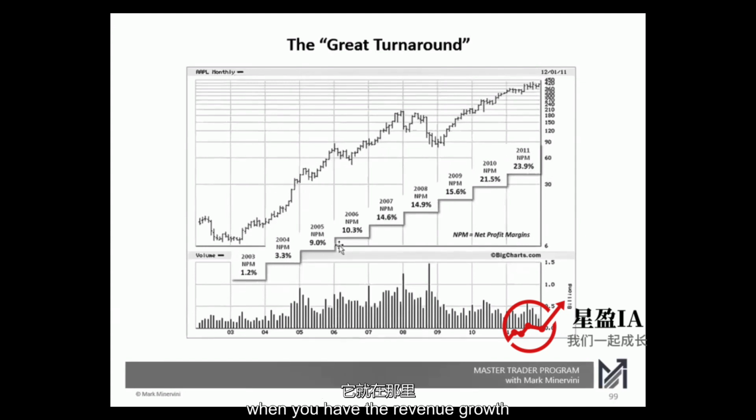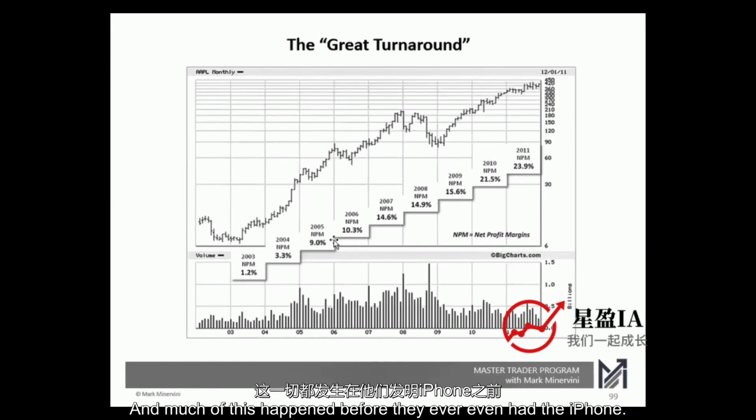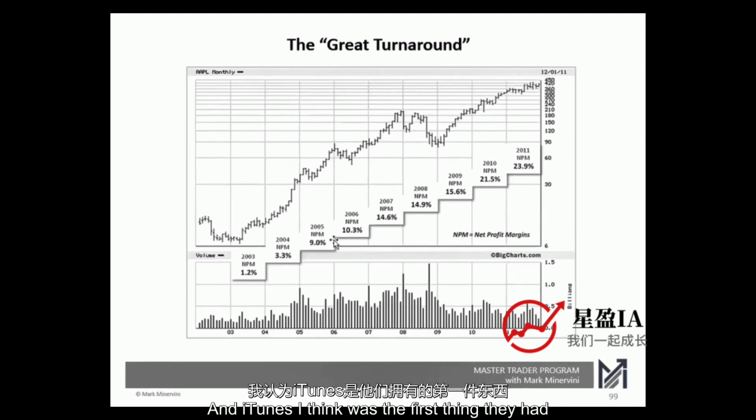When you have the revenue growth, and of course this is all driven by new product cycles. They had iTunes and the iPad, and much of this happened before they ever even had the iPhone. The iPhone was later. It was the iPod that first came out in 2003, 2004. The iPod, yes. The iPhone actually came out in 2007, and iTunes was iPod, iTunes.